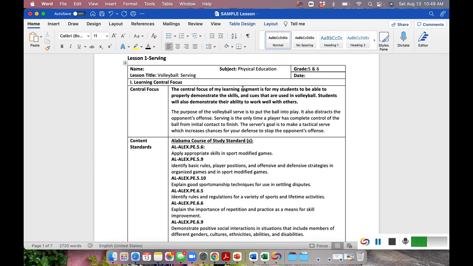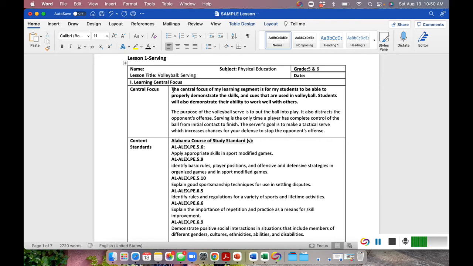The first thing that you will see in every lesson is what we call a central focus. So what is your primary focus? In this case, it is serving. When you look at the central focus of your lesson and think about what you are doing, I want you to think about the why. So the central focus is simply not volleyball or serving. Think about the why. Why do you need to know how to serve in the game of volleyball?